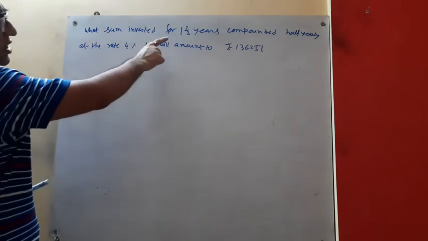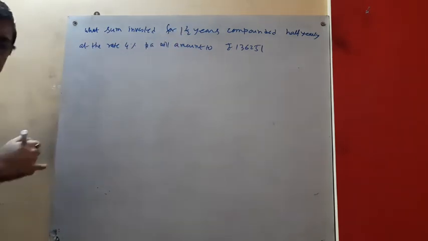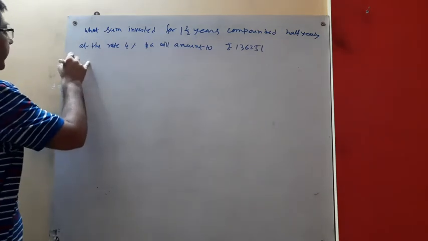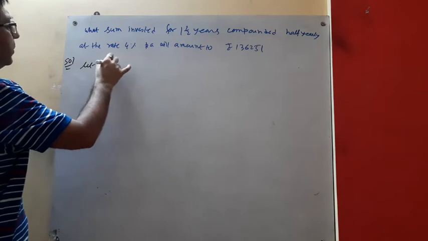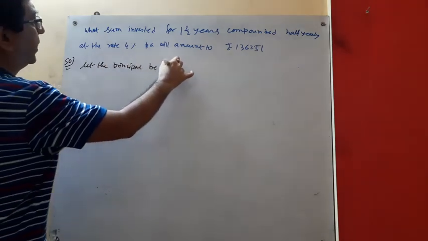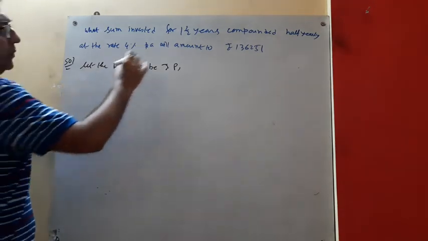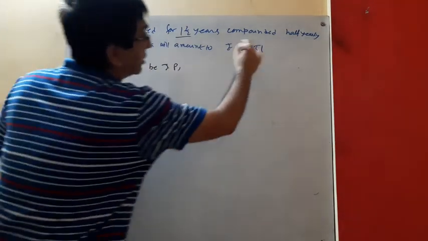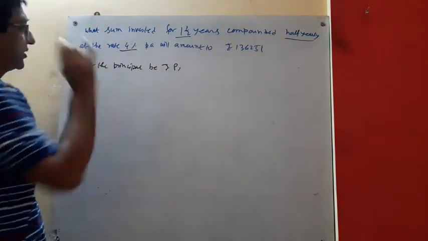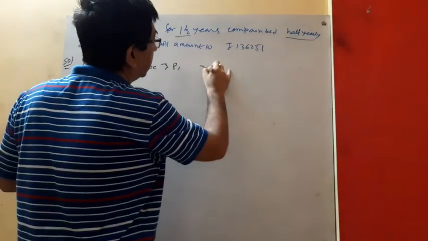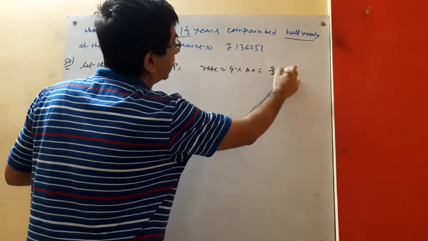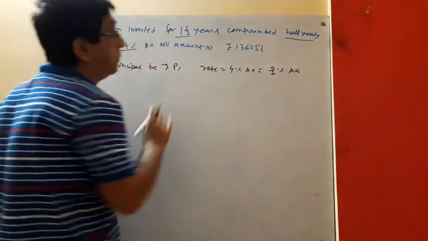What sum invested for 1.5 years? That means the answer is what sum, that means you have to find the principal. Solution. Let the principal be rupees P. Time is 1.5 years, but compounded half yearly. This is very important. And rate of interest 4% per annum, that is 4 by 2% per annum. Why by 2? Because half yearly.